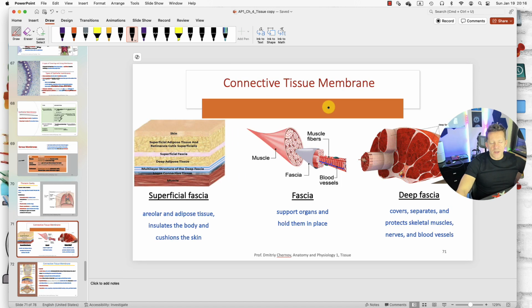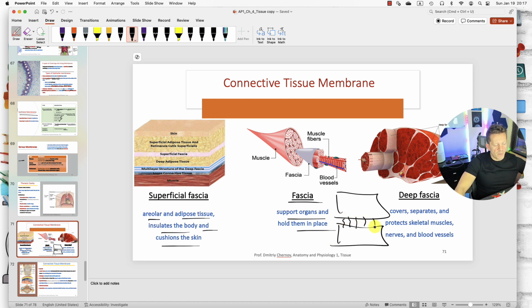So it's another type of connective tissue membrane. You can look at that, but we call it fascia. The fascia is like, for example, you have a coat, you have an outer layer, you have an inner layer, and then there's something in between. That's the fascia. It's basically separating one layer from another layer, or compartmentalization. The superficial fascia, areolar, adipose tissue, insulates the body, cushions the skin, supports the organs, holds them together. So let's say you have one type of tissue, another, and here are kind of suspension lines. Here would be the fascia.